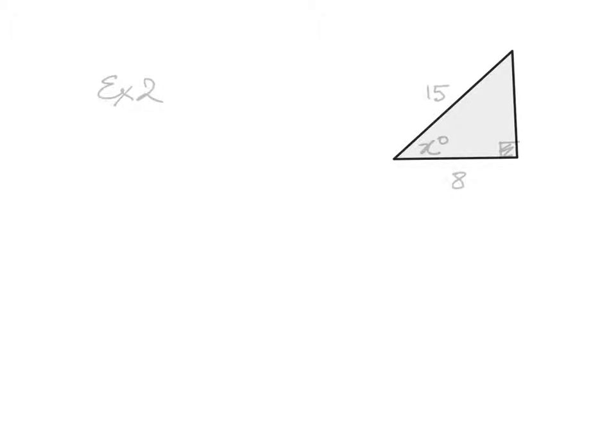Here is example 2. So let's have SohCahToa. Now, this is the opposite side. You'll notice there's nothing beside the opposite side. So what I could do is I could put a crossover O here and O here.